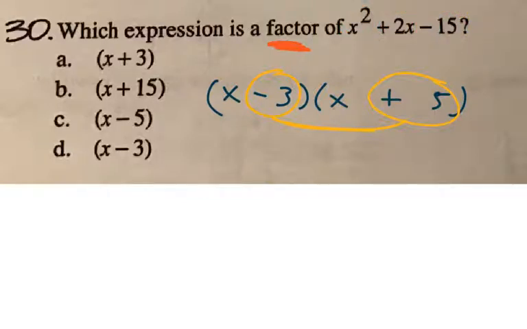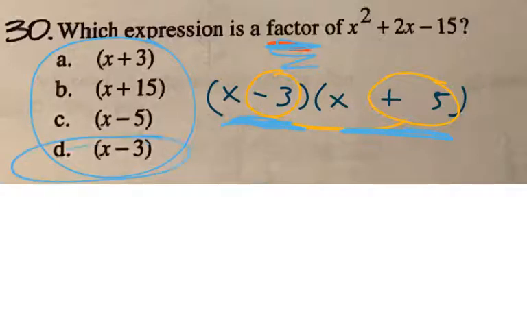And the thing to understand, guys, is each of these parts right here, each of these parentheses, is a separate factor. So when I look over here, I'm looking for an x minus 3 and an x plus 5. So as you can see, my answer would be D. Pause the video if you need to.